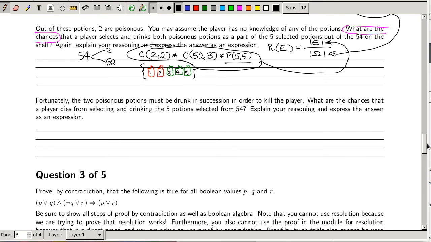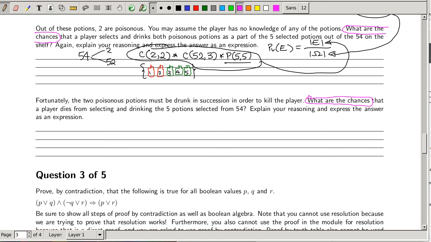The third part says, fortunately, the two poisonous potions must be drunk in succession, meaning one has to be drunk right after the other, in order to kill the player. What are the chances that the player would die from selecting and drinking the 5 potions selected from 54? This is once again a probability, because it mentions what are the chances. Every time we see what are the chances, it is asking about probability, which usually is a ratio between the cardinality of the event divided by the cardinality of omega, the outcome set of the entire experiment. But this time, the way we count E is going to be different, because we only need to count the cases where the 2 poisonous potions are drunk in sequence.